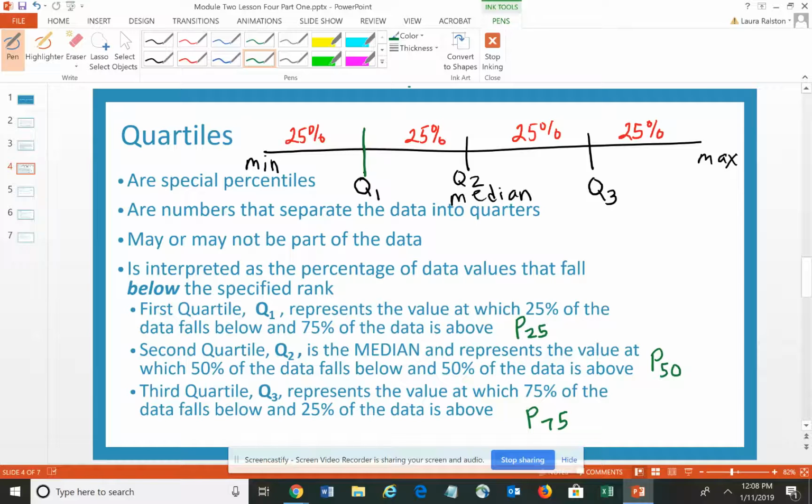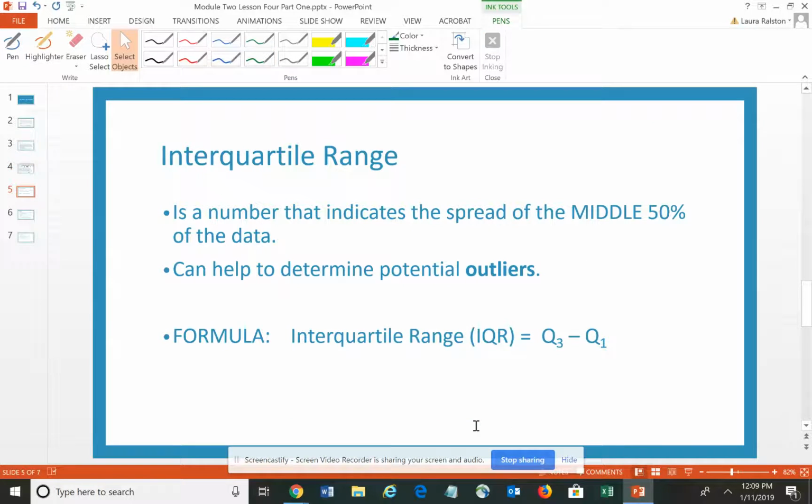One of the other statistics that we look at in relationship to quartiles or percentiles is what's called the interquartile range. The interquartile range represents the spread of the middle 50%, and it's an important value because that helps us to determine whether or not our data set has any outliers.